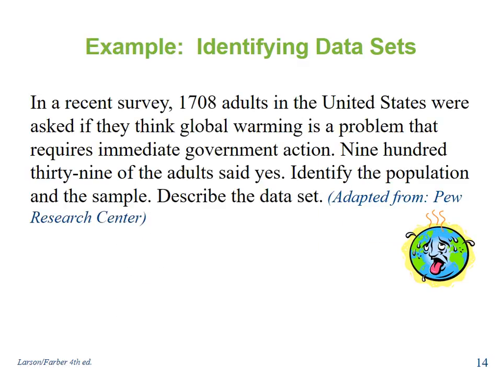Identify the data sets. In a recent survey, 1,708 adults in the United States were asked if they think global warming is a problem that requires immediate government action. 939 of the adults said yes. Identify the population and the sample. Describe the data set. What's the population this time? Adults in the United States. Sorry that you guys get left out unless you're 18 already. What's the sample?